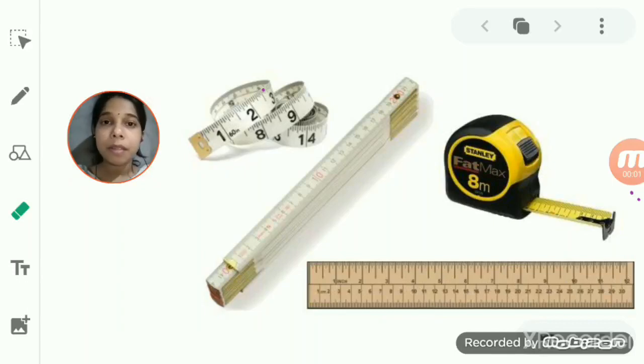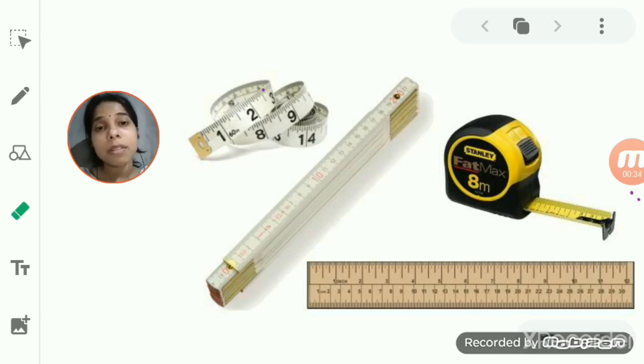Hello students. So in the previous class we were talking about the different types of measuring devices, which include the meter rod, measuring tape, and ruler or a scale. If you see all these measuring devices, one thing is common in them: they are all divided into divisions. This division helps us to measure the length of any object.